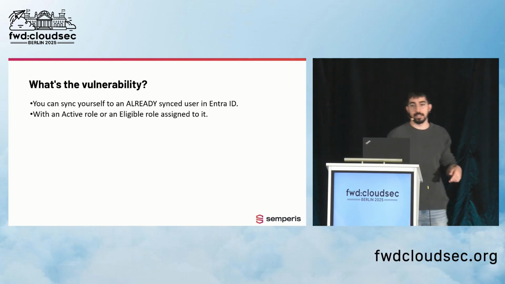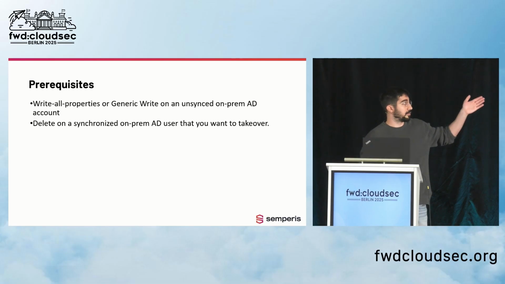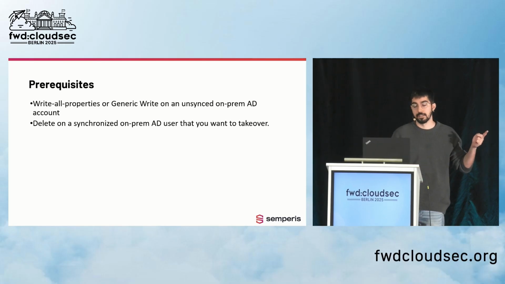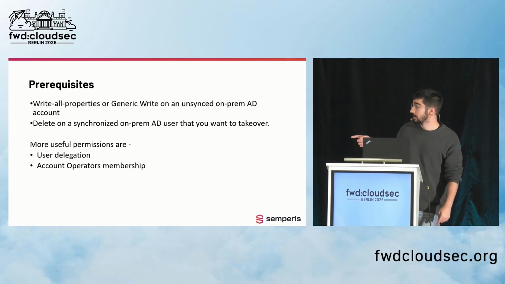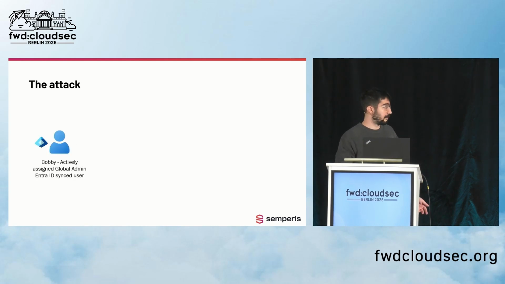So what's the vulnerability in SyncJacking? It turns out you can sync yourself to an already synced user in Entra ID with either role. It can be an active role, eligible role, and it doesn't matter if it's a privileged role, unprivileged role, whatever you want, you can do with SyncJacking. For that, you need to have these permissions. You need write all properties or generic write on an unsynced on-prem account, and you have to have delete on the synchronized object you want to take over. But more useful information for this attack is the user delegation, again, on a syncable OU, and the account operators membership.